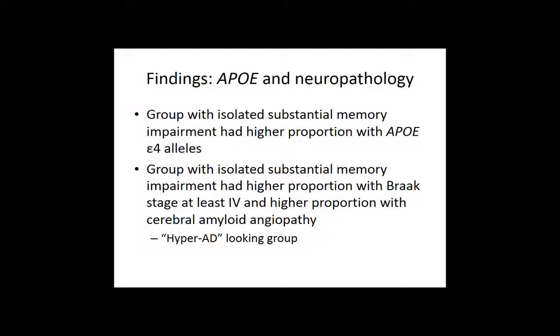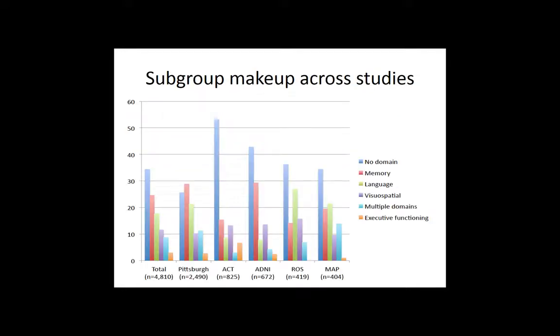Sure. What we found was age at onset was pretty consistent across all these groups and was not related to either E4 or the memory group. And we found that this group with isolated memory impairment had a higher proportion with Braak stage at least 4, and a higher proportion with cerebral amyloid angiopathy. They looked like a group that had more AD-like features, at 18% of all people with Alzheimer's disease. Our proportions in the ACT study are not what we find in all of these studies.